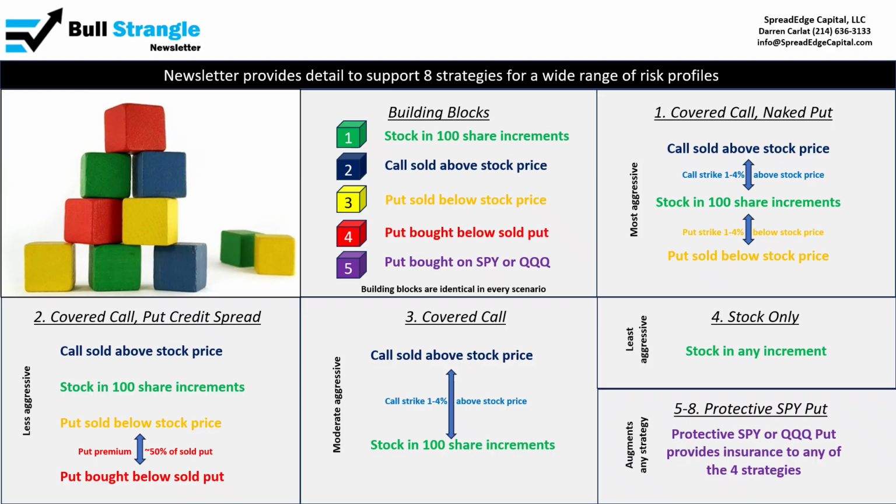Now, as you go through this, these components are the same no matter what your strategy is. So, for example, every strategy includes the green block, which is the stock, okay? And then the others become a little bit interchangeable, right? So a covered call naked put would include the green, blue, and yellow blocks, and so on. And you can see how you just add these different components to change the strategy up.